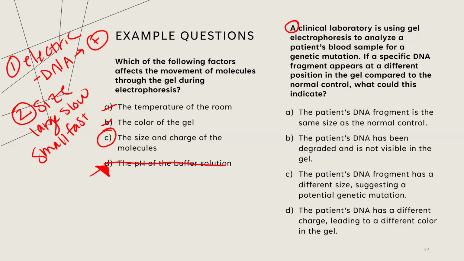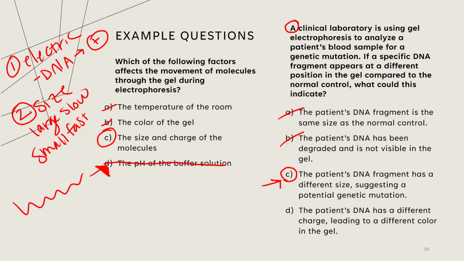The patient's DNA fragment is the same size? No, that's literally what we're talking about over here, right? It can't be the same size if they're at different places. The patient's DNA has been degraded? What? Where did we even mention this? If we're doing this properly, proper science, you shouldn't be having that problem. The patient's DNA fragment has a different size, suggesting a potential mutation, which is why it has a different size. That's sounding like what I literally just said.